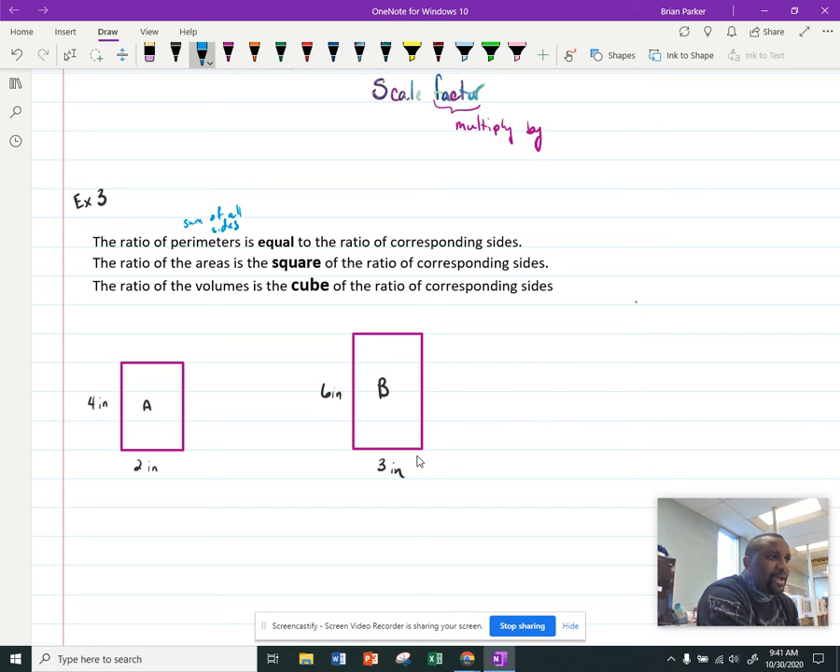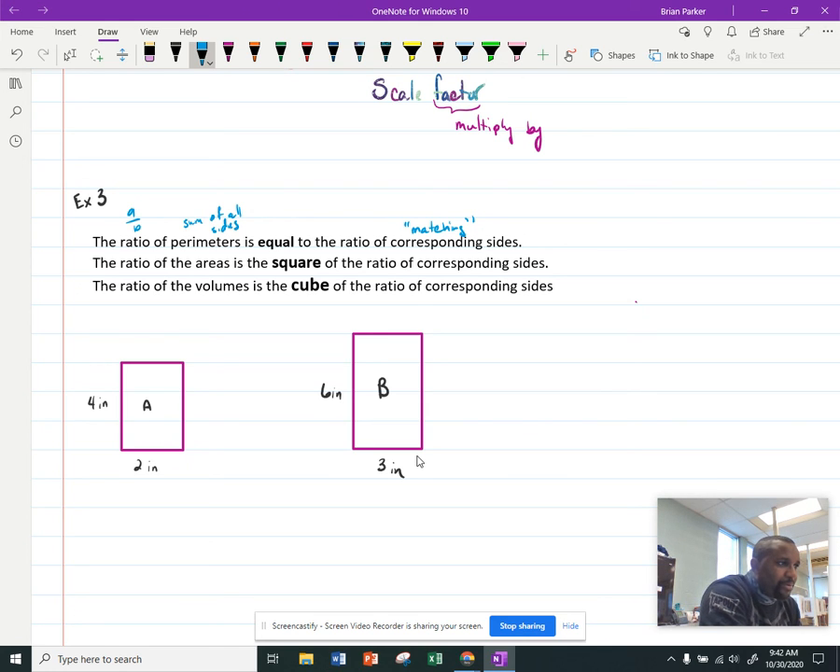Okay, and your corresponding sides, remember, think of those as your matching sides, right? So the ratio of perimeters, remember, a ratio is just a fraction, like A over B, is equal to the ratio of corresponding sides. So let's see.